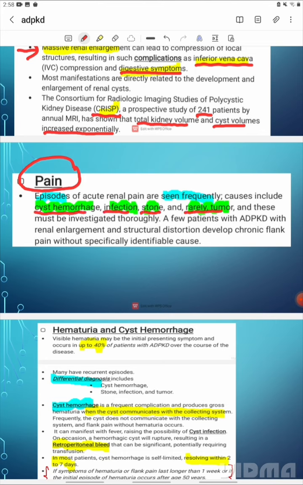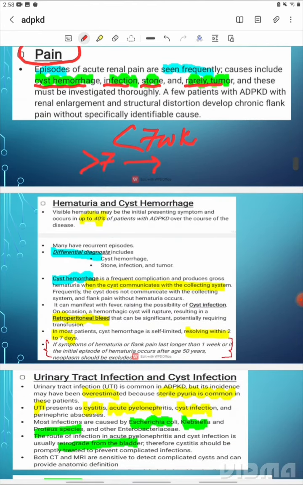If you're suspecting that the patient has polycystic kidney disease, most of the time, if the patient is having hematuria, it's usually less than a week. That's fine, but if it goes beyond a week, you should think out of the box. Hematuria and cyst hemorrhage present in 40% of patients. The most common differentials to explore are cyst hemorrhage, stones, infection, and tumor.